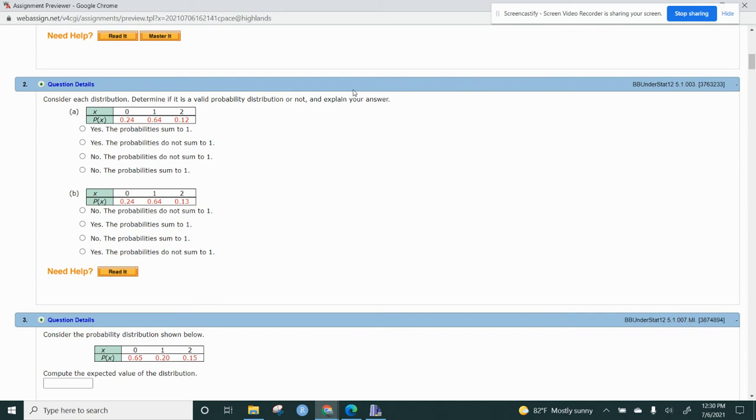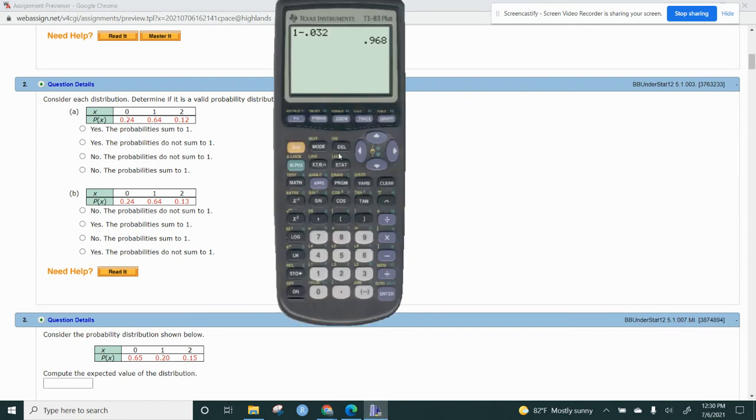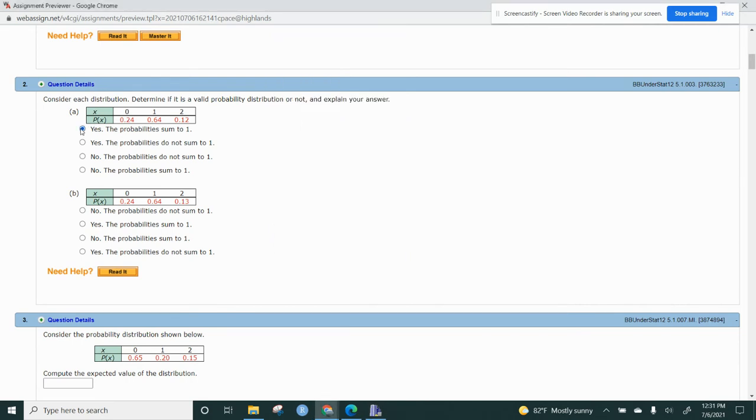All right, consider each distribution. Determine if it is a valid probability distribution. So I'm going to add these together. Remember, I'm going to add the P of X together. So I get 0.24 plus 0.64 plus 0.12, and I get 1, which is correct. So yes, the probability sum equals 1.